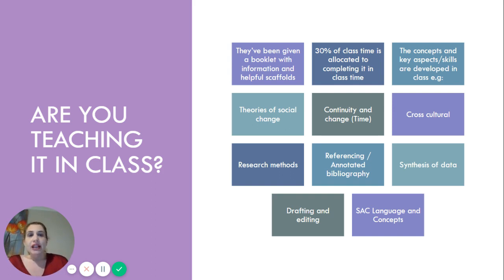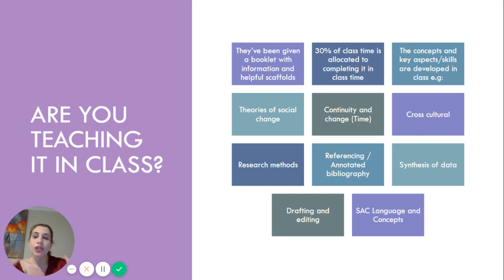30% of class time is allocated to completing it in class time. And so what I do is I've got a scope and sequence that's got PIP week, then what we're doing within the other things that we're learning about, the core and the 2 depth studies. And then I might slot in the PIP again. And then, because it's a bit of a juggling act, we've got lots of content to get through before there's assessments. That also is going to help them with the PIP as well.